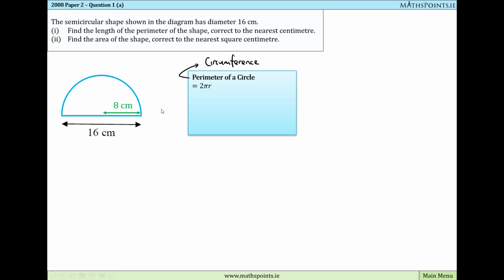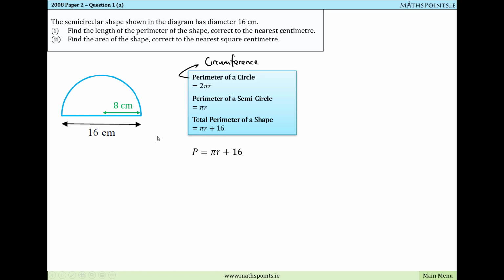If the circumference of a circle is 2 pi r, well then the circumference of a semicircle will be half of that, which is pi r. And then again, for the full perimeter of this shape, we have to make sure to add in this 16 that goes along the bottom of the shape. So the full perimeter of this shape will be pi r plus another 16.